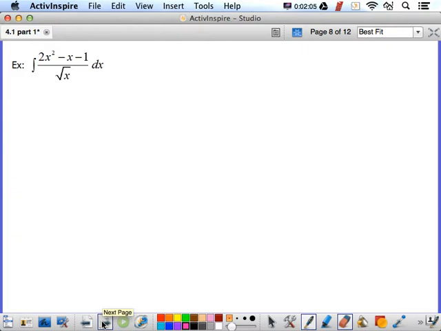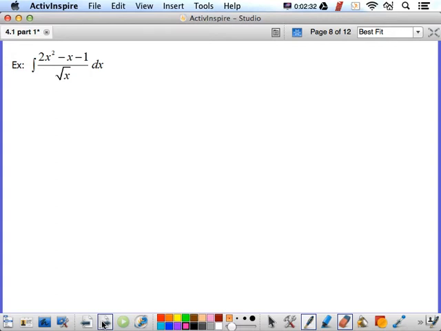I don't know if you remember, but when I first gave you this problem to take the derivative of, it did not go well. So hopefully it'll go a little better this go round. If you are dividing something by a monomial, as in this case, where we have 2x squared minus x minus 1 all over the square root of x, you have to split that up into 3 separate terms in order to be able to do the integral.